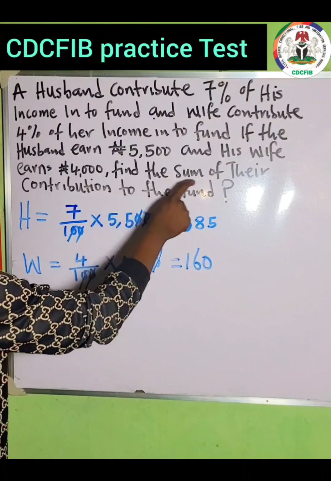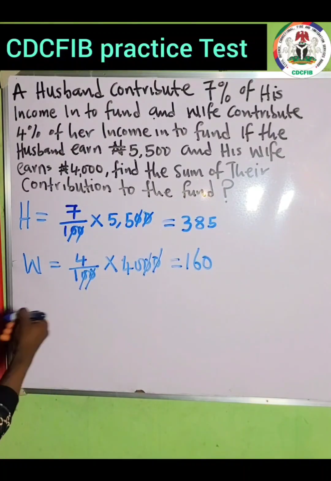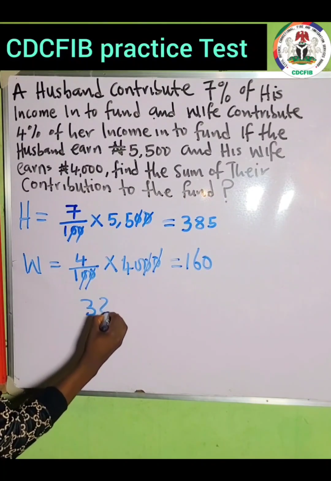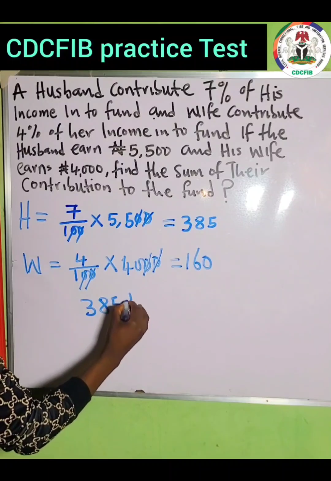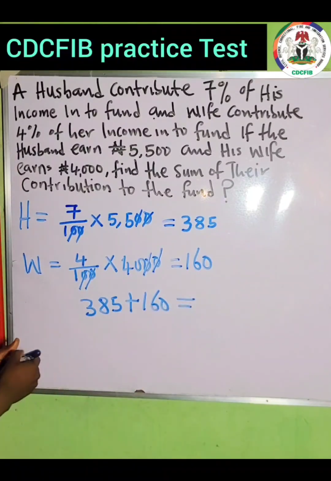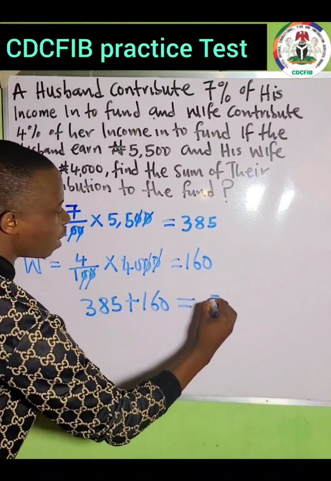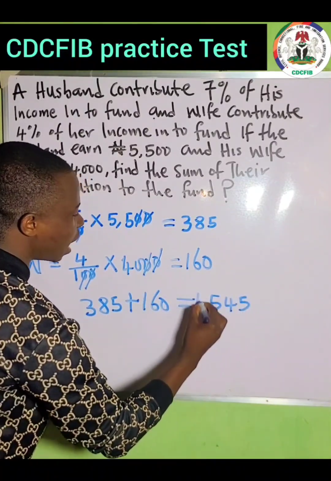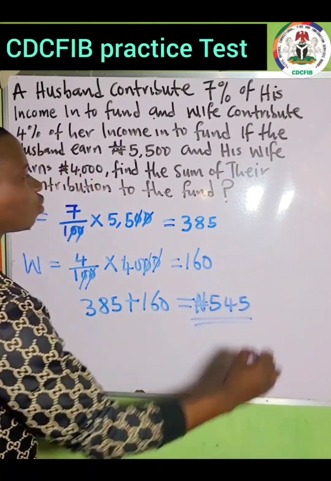We are asked to find the sum of their contribution. So the sum implies the contribution of the husband, which is 385, plus the contribution of the wife, which is 160. When we add these two together, it's going to give us 545 naira. So this is their sum of contribution.